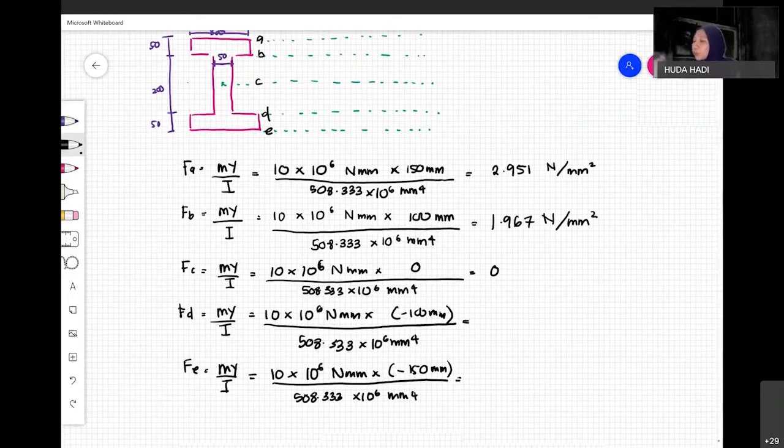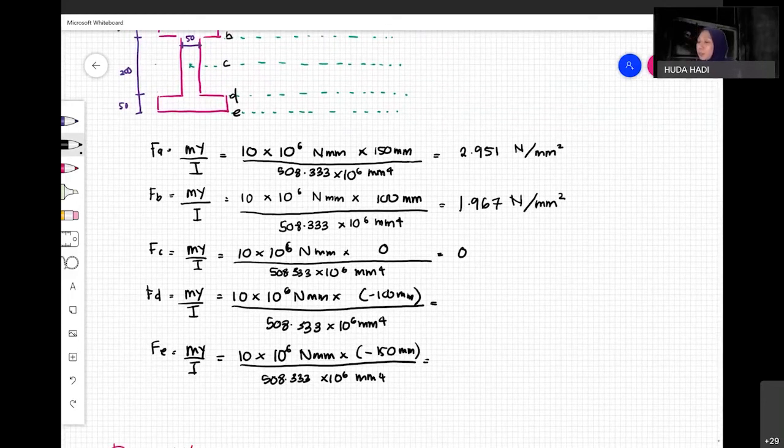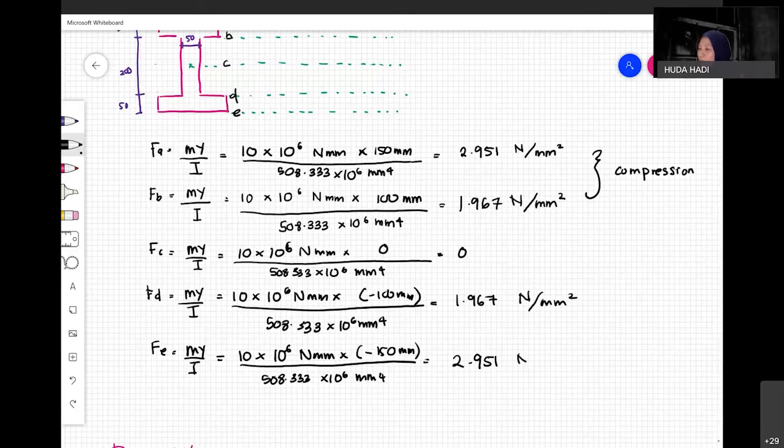So you tahu dia duduk dekat atas, maksudnya value dia positif. So dia adalah compression. And for FD, obviously value dia akan sama dengan FB which is 1.967. And for FE also dia akan sama dengan FA which is 2.951. Sebab value Y dia sama. But since dia duduk below the centroid, the point that we calculated, so the value dia negative, which means tension.